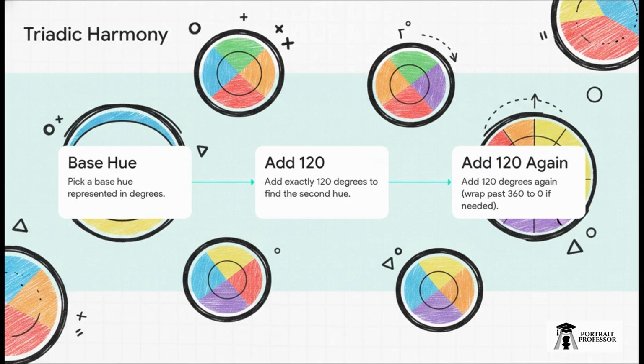You simply pick your base hue in degrees, add 120 degrees to find your second color, and add 120 degrees again to find your third. And if you go past 360, you just wrap right back around to 0. Why does this matter? Because it gives us perfect mathematical harmony, zero guesswork.